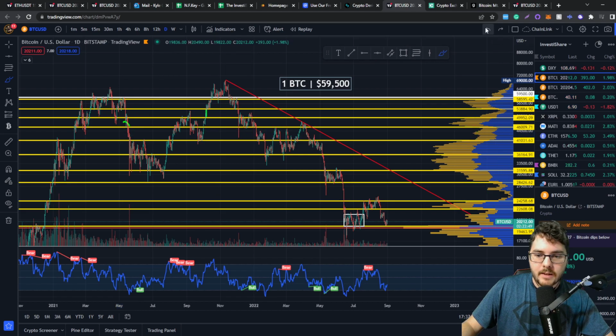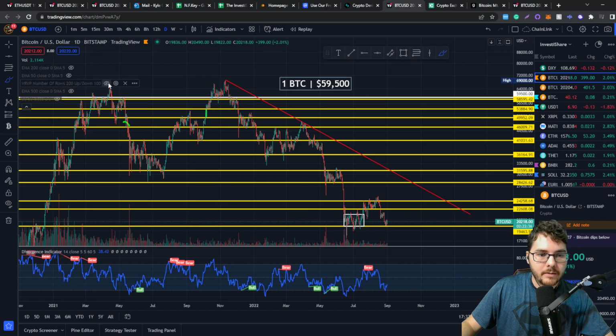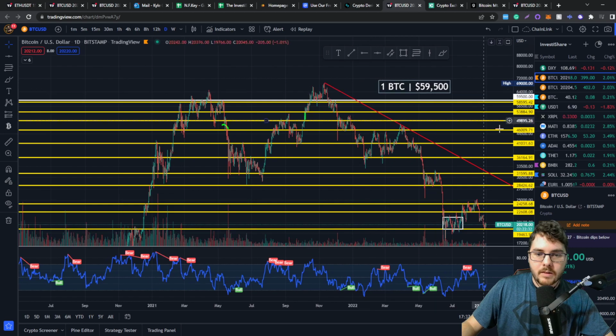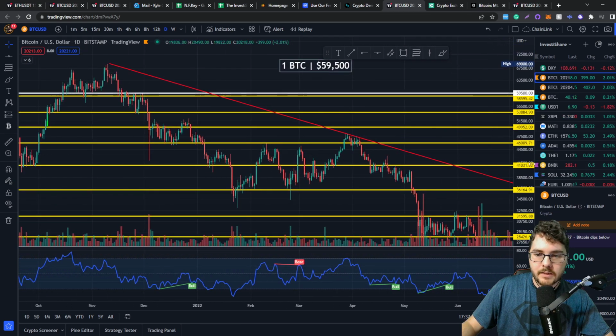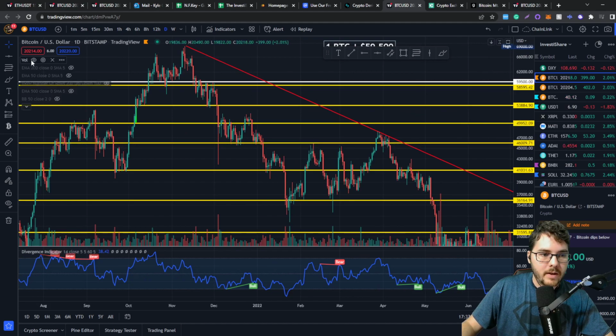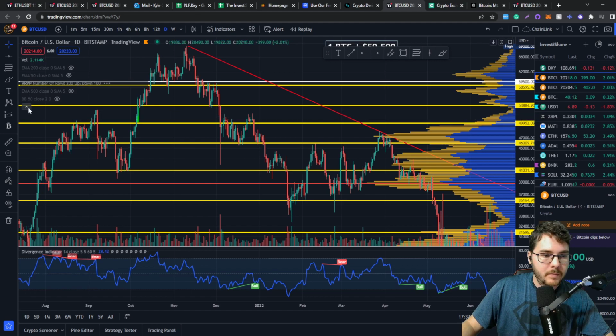So we have the VPVR set up. You kind of understand how it all works and how it's important to use it. So now we're going to zoom in a bit. We're going to remove the VPVR now that we have these levels drawn. Okay. And basically how you use these levels, let me just add the VPVR again really quick just so you can get a good visualization.